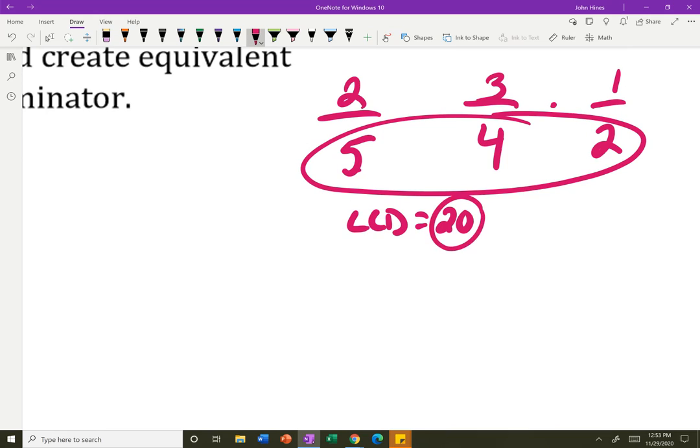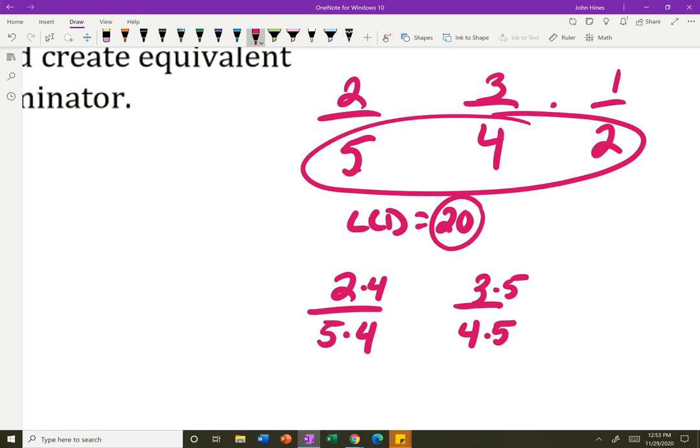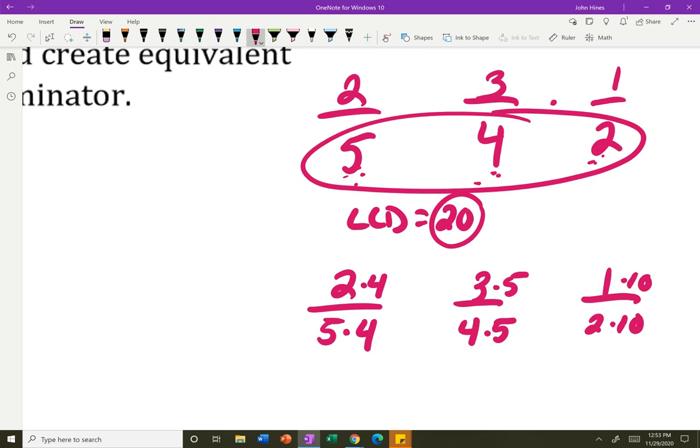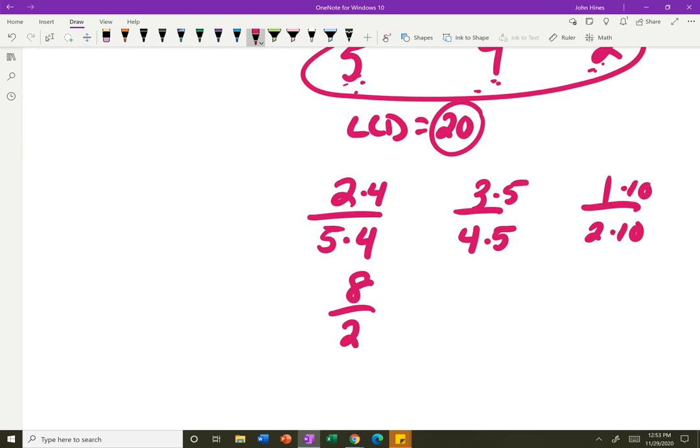What do I do to everyone to make them have a denominator of 20? Well, if I need to make this 20, I need to do times 4. But if I multiply the bottom, I also have to multiply the top. Here I need to do times 5, top and bottom. Here I need to do times 10, top and bottom. So when we get a least common denominator, everyone's got to have all the factors they need in the bottom, and then we multiply the top and bottom to make the equivalent expressions. So I've got 8/20, 15/20, and 10/20. Now I can compare those fractions.